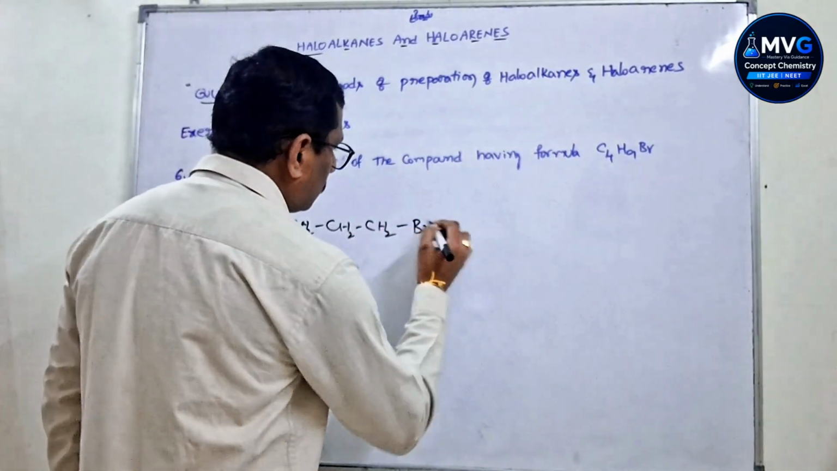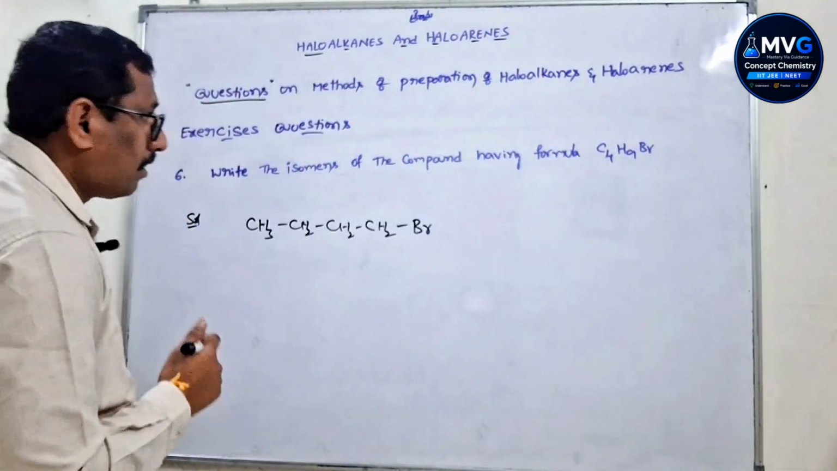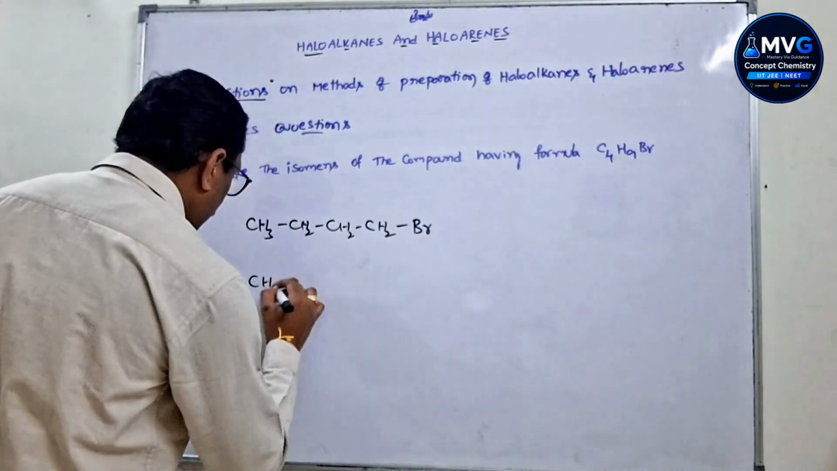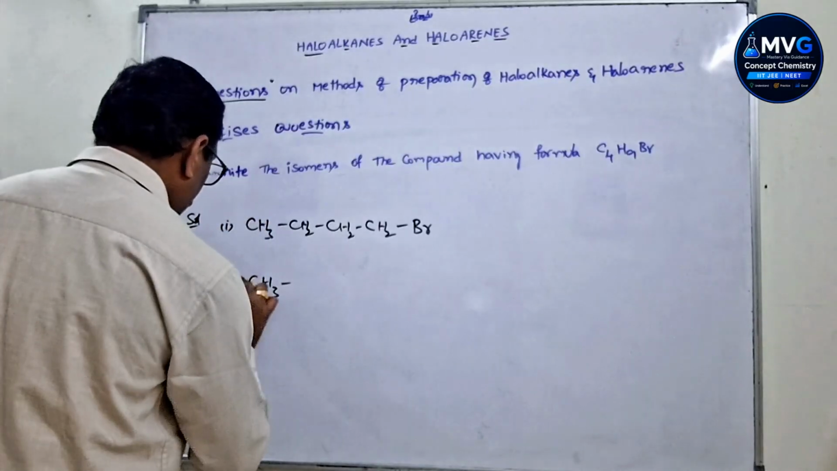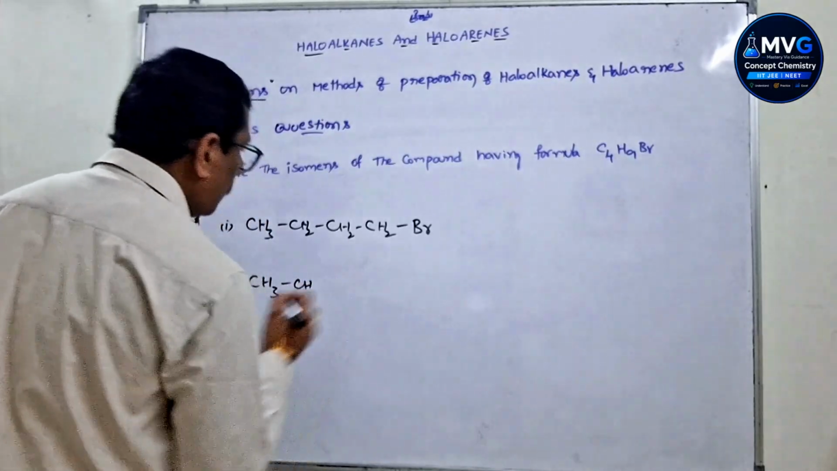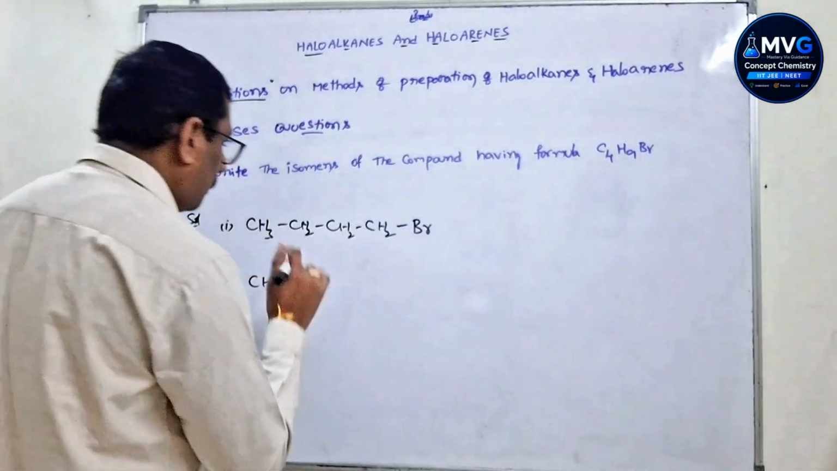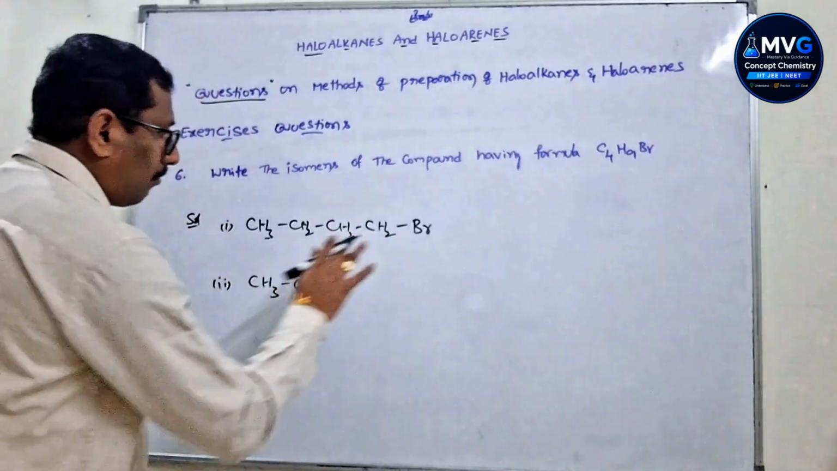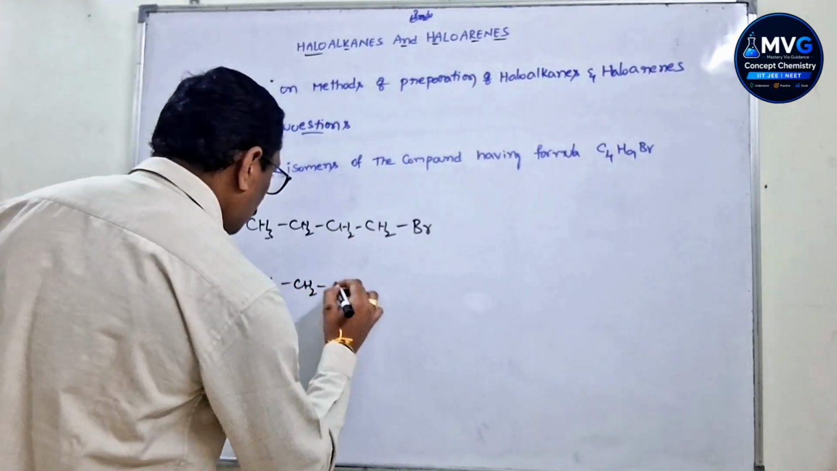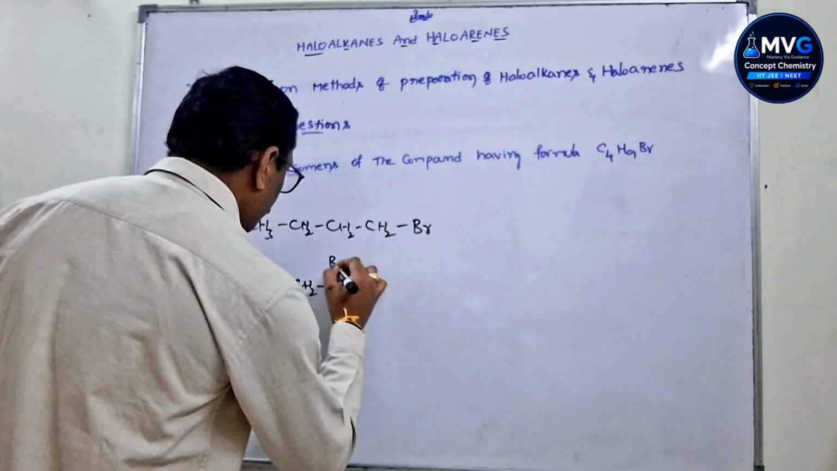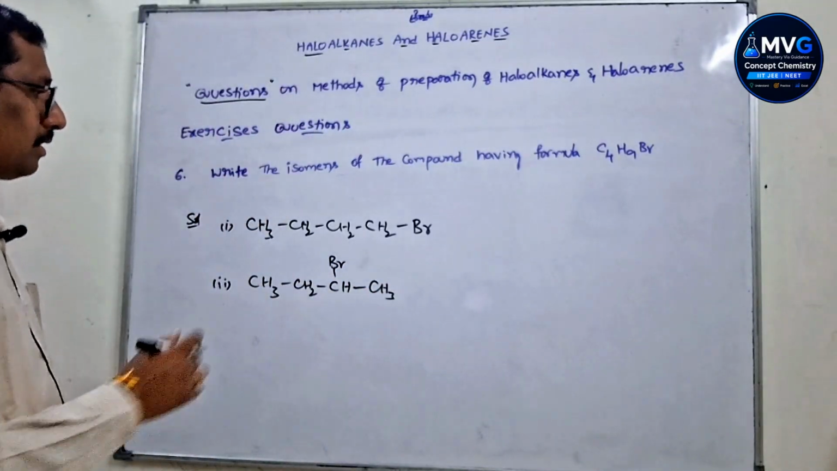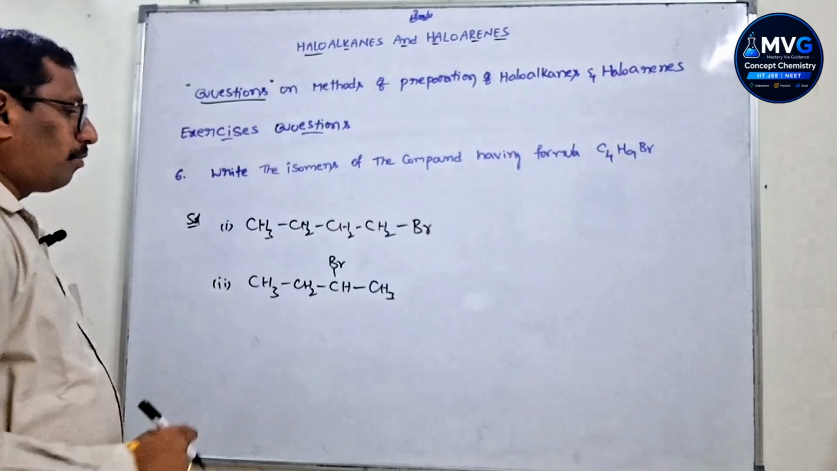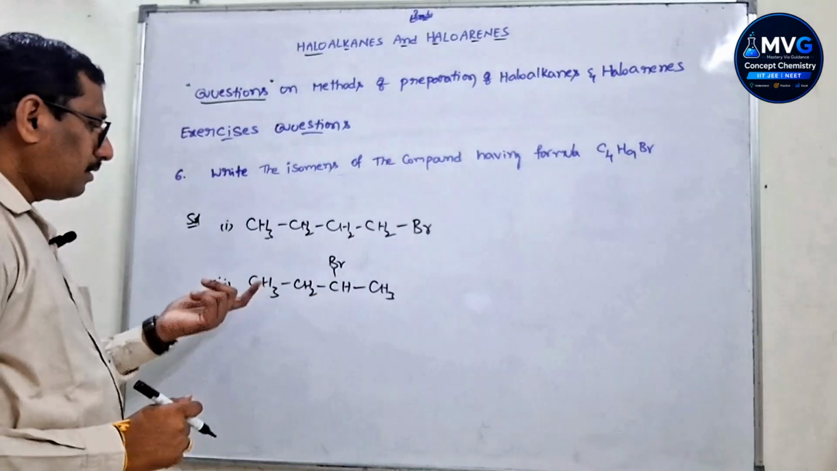Here Br is the one possible structure. Second one, we can write it like this, CH3, CH3. How many carbons are there, students? 4 carbons are there, no? 1 completed. Next, CH3, CH2, CHBr, CH3. 1-bromobutane, 2-bromobutane, completed, students.